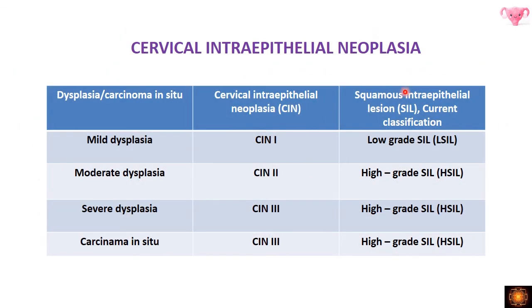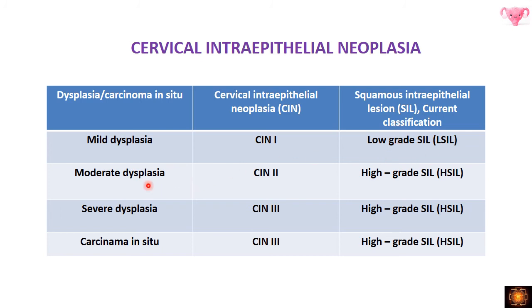Now here you see, previously this was called CIN 1, 2 and 3. Now the WHO has given a new reporting system, which we call the Bethesda system. In that we report it as low-grade squamous intraepithelial lesion and high-grade squamous intraepithelial lesion. So the cases which were described as mild dysplasia were later described as CIN1, and now it has been described as low-grade squamous intraepithelial lesion.